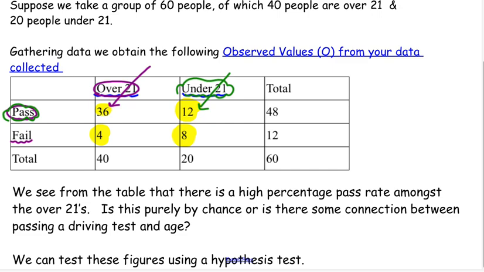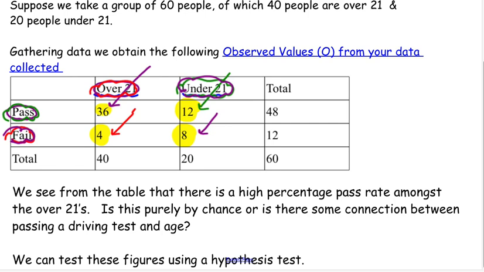So you could go through these other 2 boxes. Let's just go ahead and do that. So this is over 21 years old, and 4 people failed it the first time. And then this last one, 8 people under 21 failed the test.